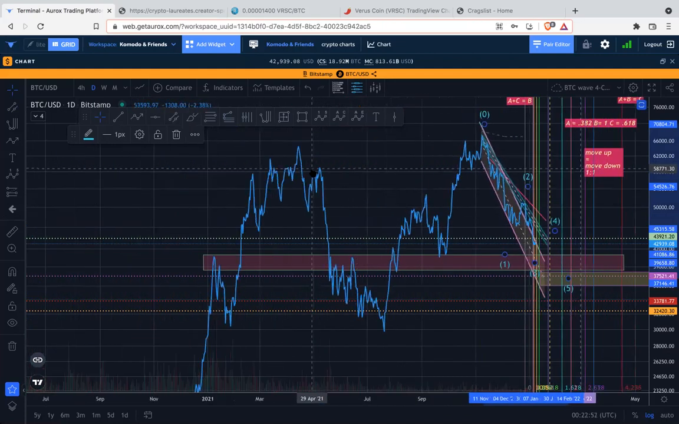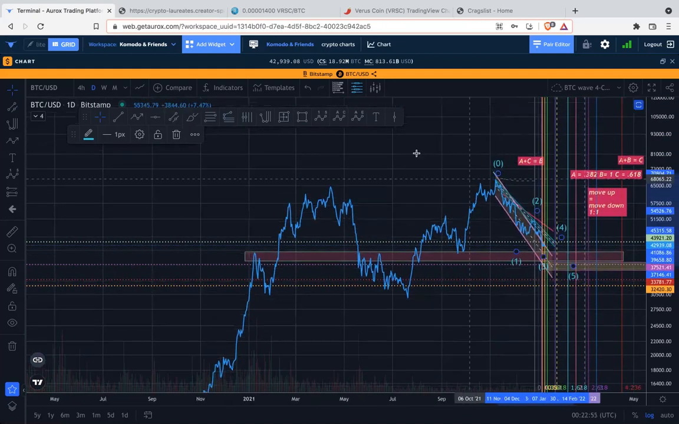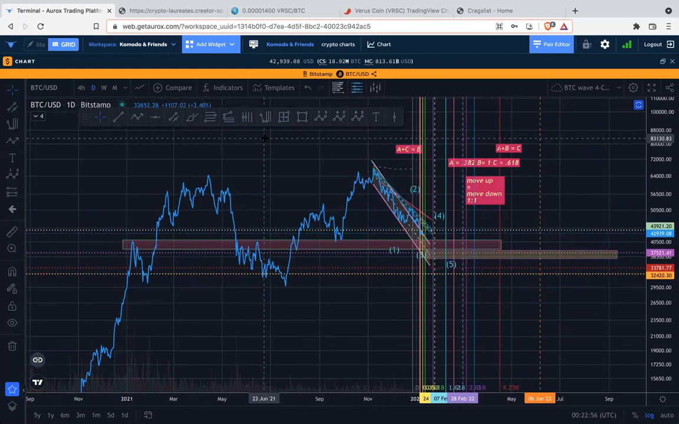Another sip of water for me, gulp, if you will. And I'm done. I'm going to save this chart, the BTC wave 4 C wave part of the correction.